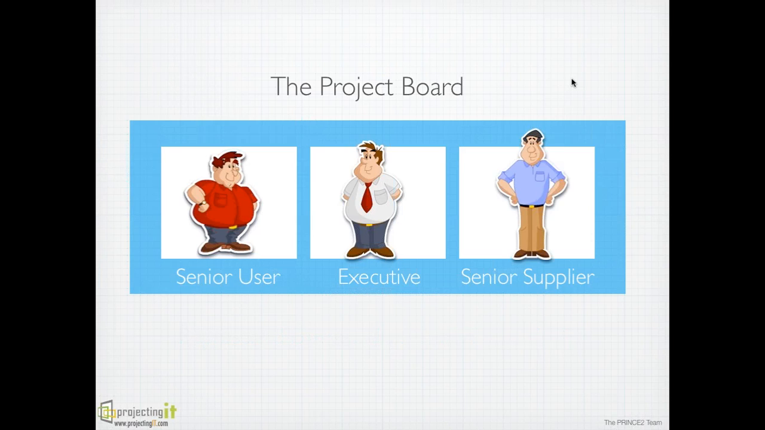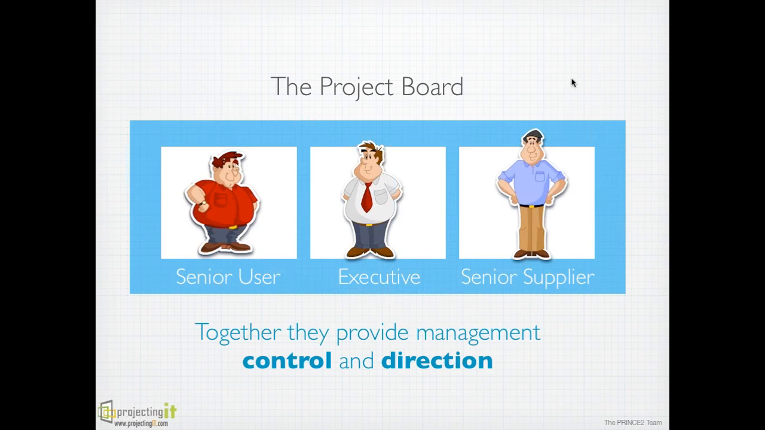Amongst them, the senior user and executive, they represent the customer aspect of project, whereas supplier is the supplier of resources and solution. Prince2 is based on customer supplier environment wherein the customer provides requirement and probably pays for the project, whereas supplier provides the solution and resources and probably gets paid. However, both customers and supplier could be from within your company for internal projects. The project board together ensures that project is provided with the required control and direction.